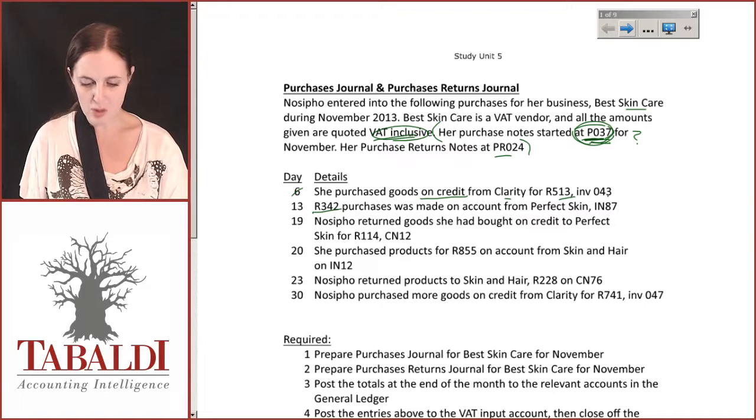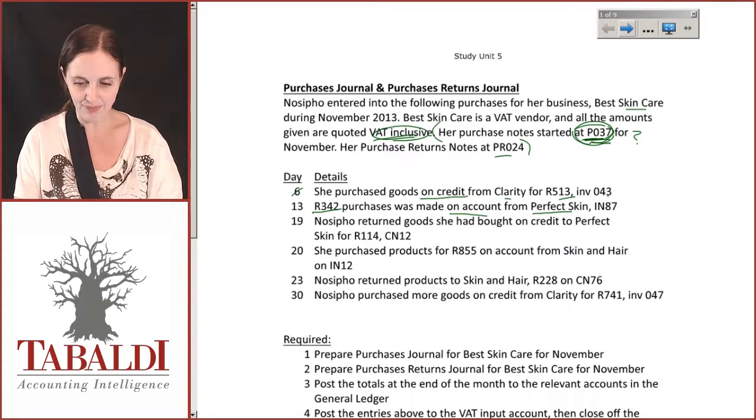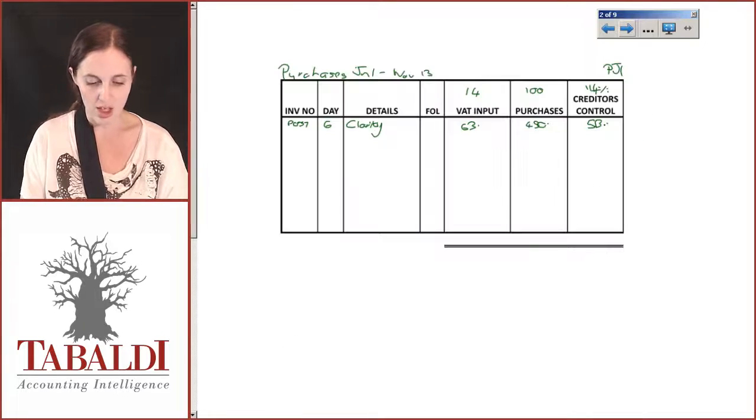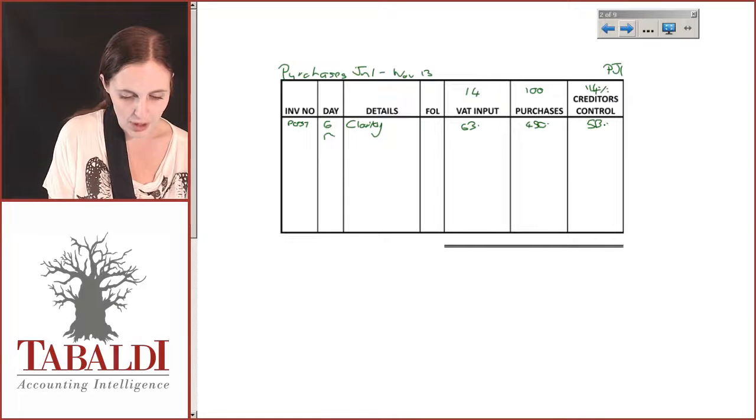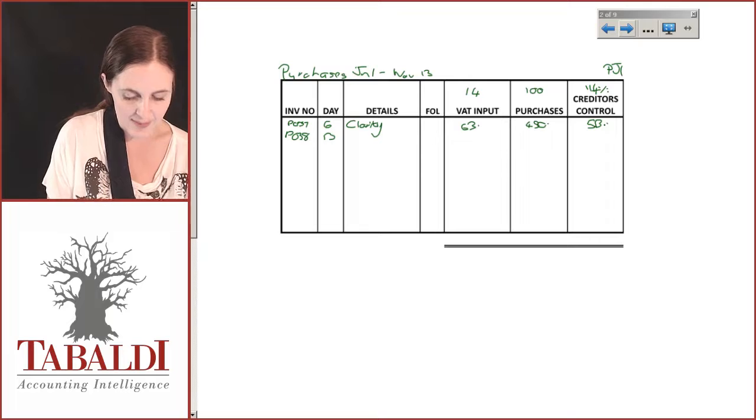342 rand purchases was made on account, again, not a cash purchase or not a cash transaction, from Perfect Skin. So on the 13th, and we follow our number in order, so we now use P038, and this was from Perfect Skin.